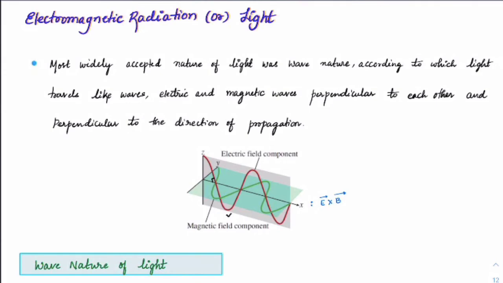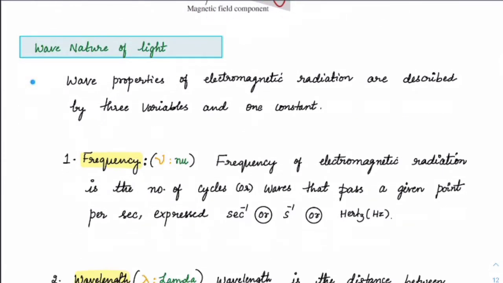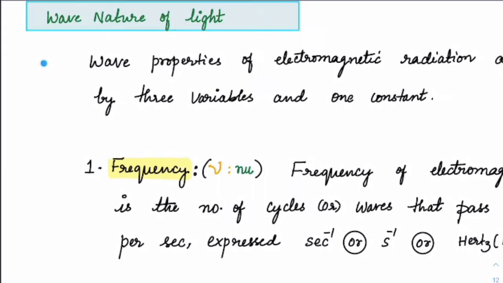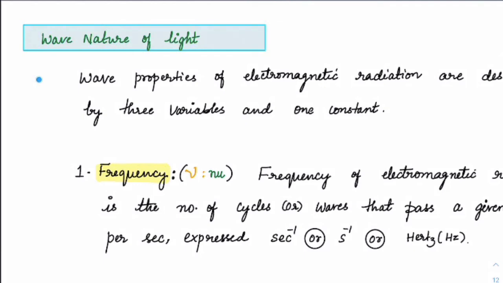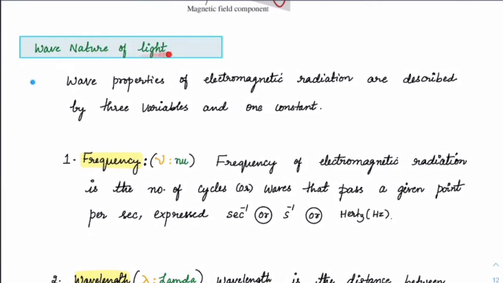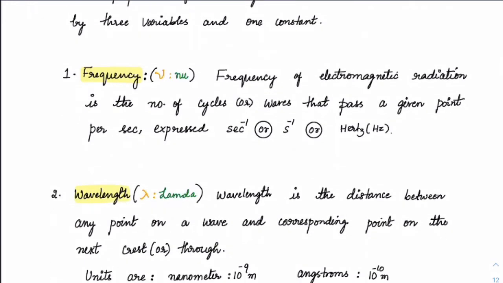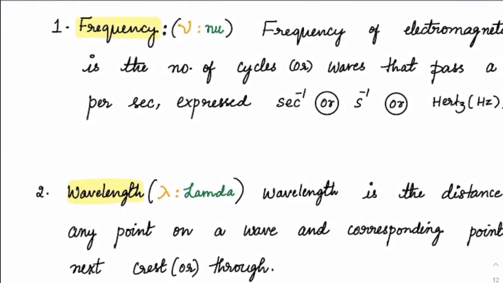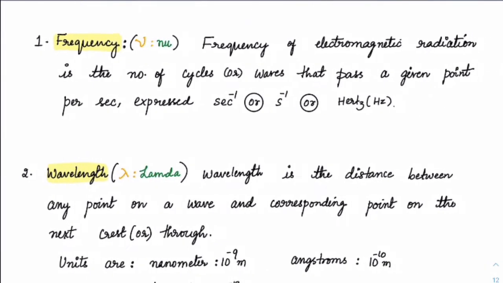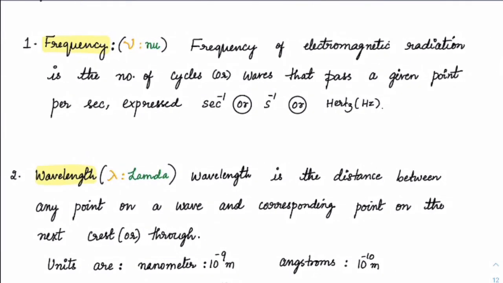Light always has a dual characteristic: one is wave nature, the other is particle nature. When discussing wave nature, we need to know all the wave characteristics: frequency, wavelength, wave number, and so on. First, let me introduce frequency. I'm sure you know what frequency is. It is the number of cycles or waves passing through a point, usually represented as per second or hertz.